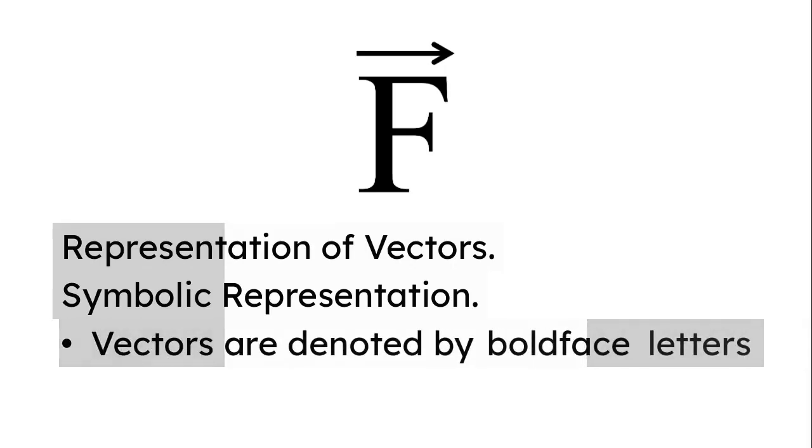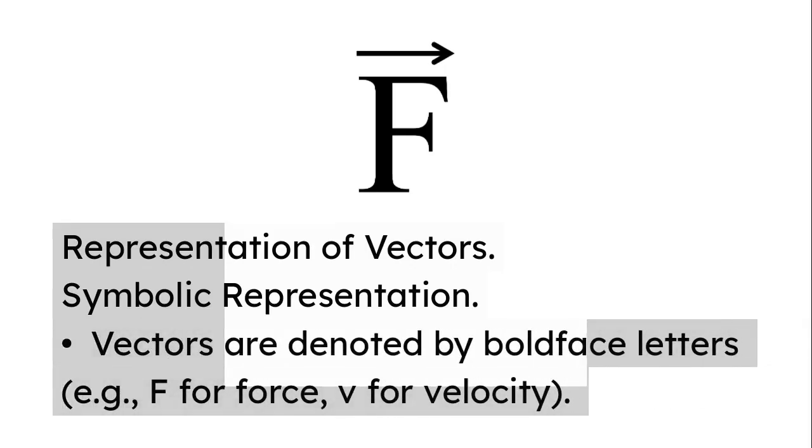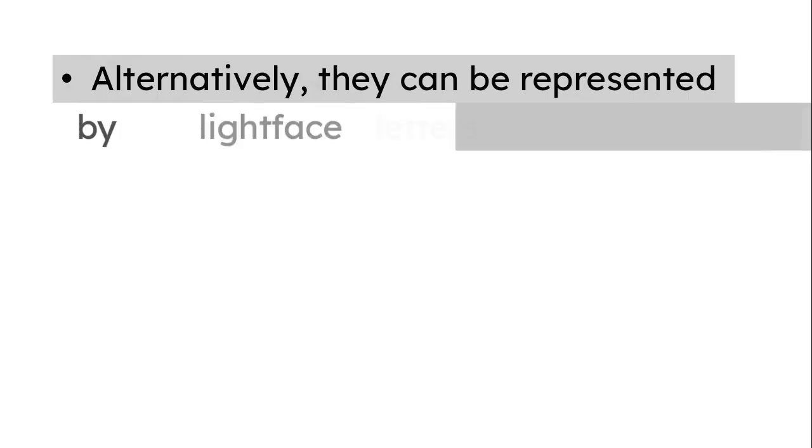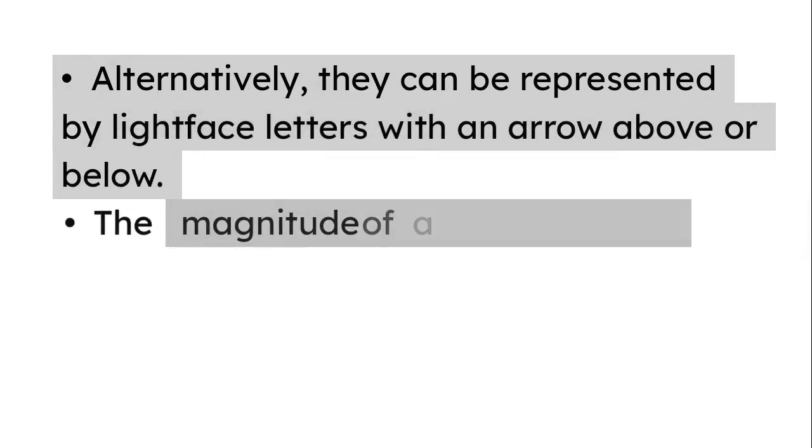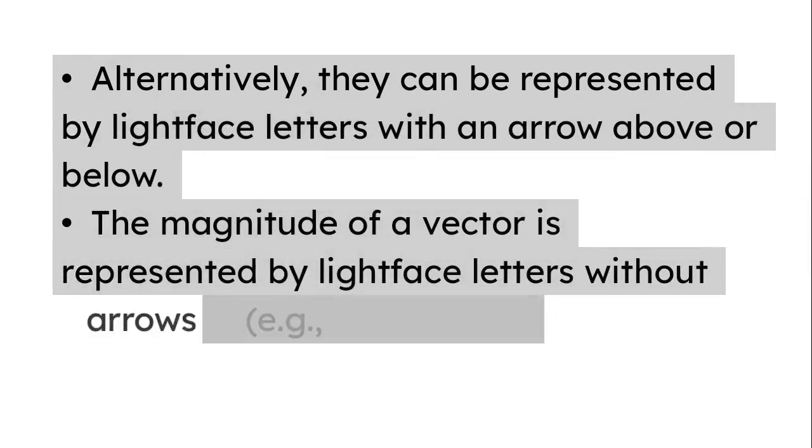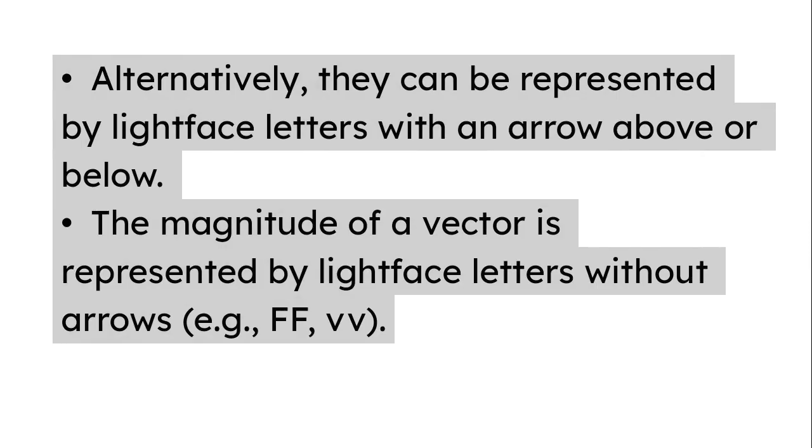Representation of vectors, symbolic representation. Vectors are denoted by boldface letters, e.g., F for force, V for velocity. Alternatively, they can be represented by lightface letters with an arrow above or below. The magnitude of a vector is represented by lightface letters without arrows, e.g., F, V.